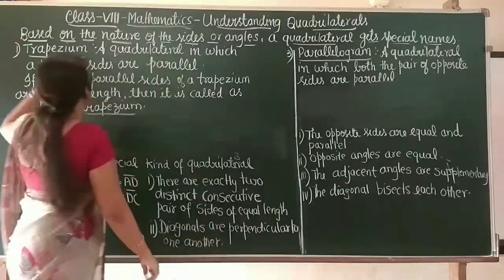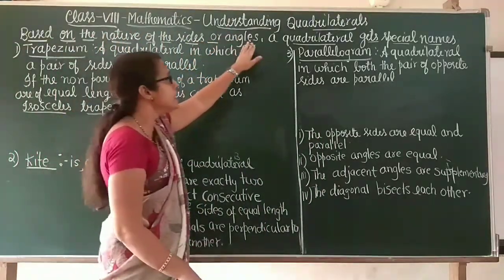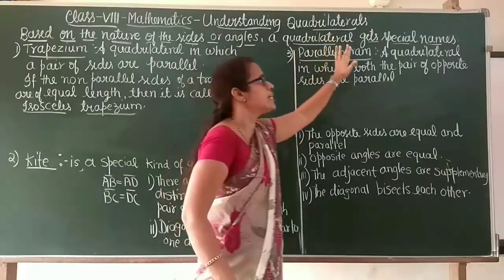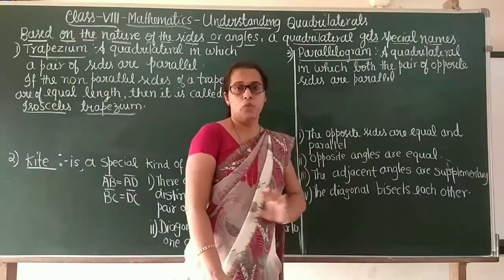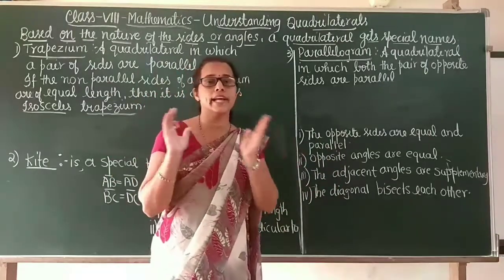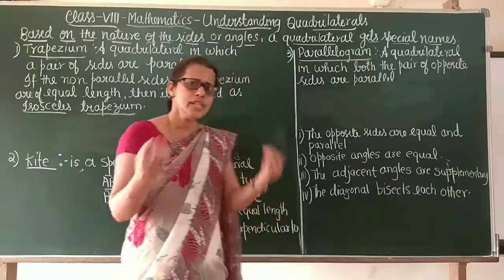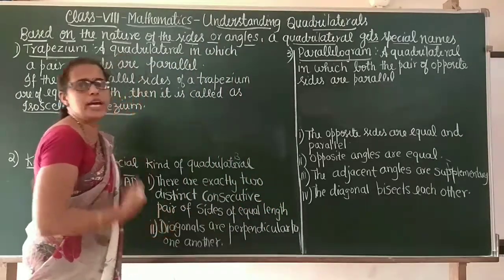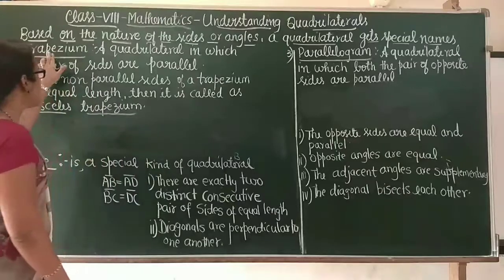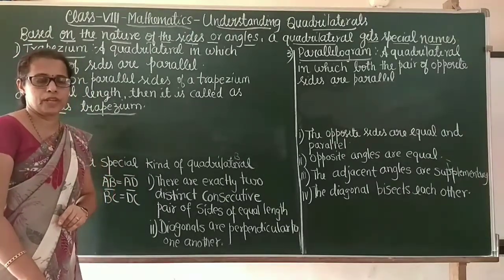So see here, based on the nature of the sides and angles, a quadrilateral gets special names. Which are the special names? It is based on the sides and angles of a quadrilateral. They have special names. Which are the special names we have to learn? Let us see here. First, about trapezium. What do you mean by a trapezium?